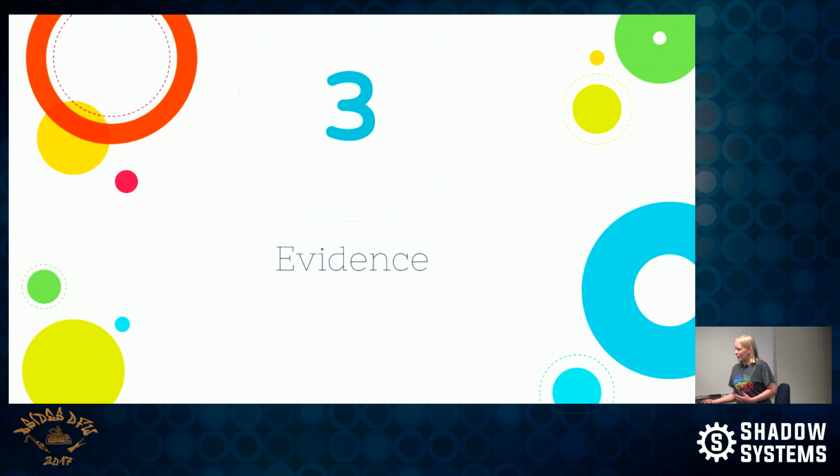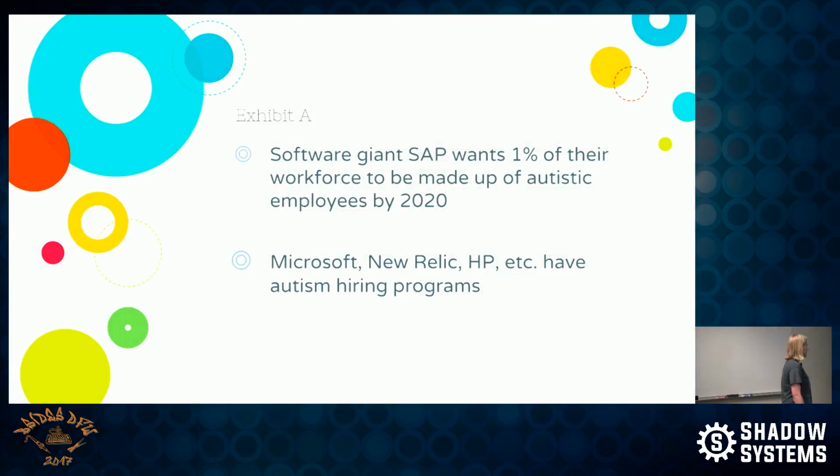So I'm not coming here with some personal belief that there are no issues. I'm coming here and I want to bring evidence. Exhibit A is there are technology companies already accomplishing this. SAP identified the statistic that 1% of the world population has autism. So their question was, if 1% of the world has autism, why can't 1% of their company have autism? So they've built an Autism at Work program and are hoping to have that 1% by 2020.